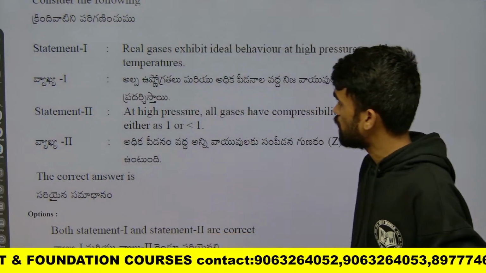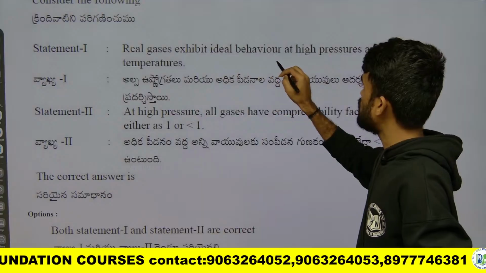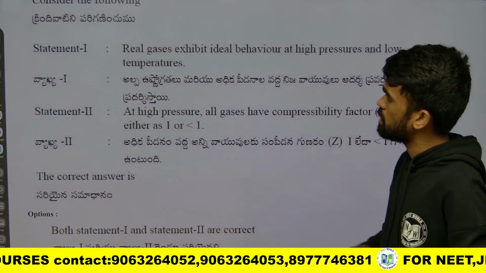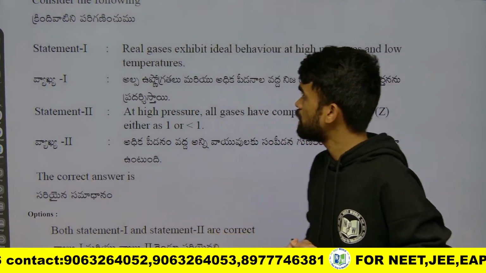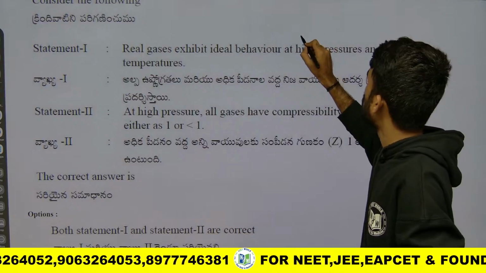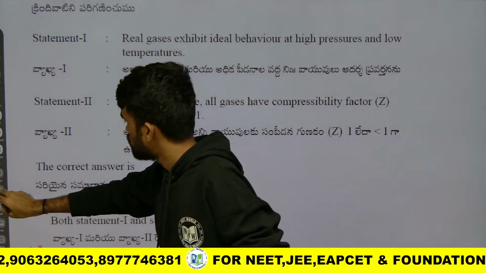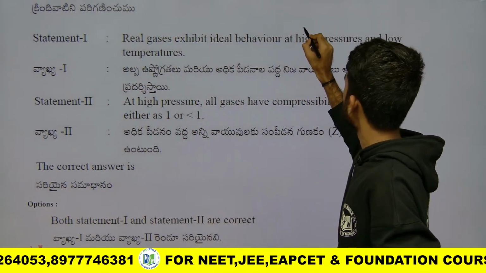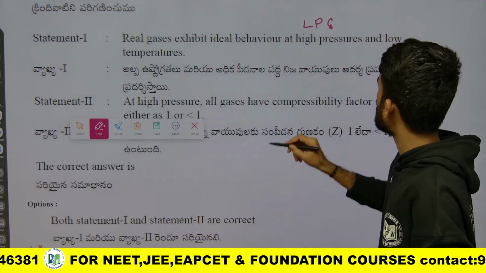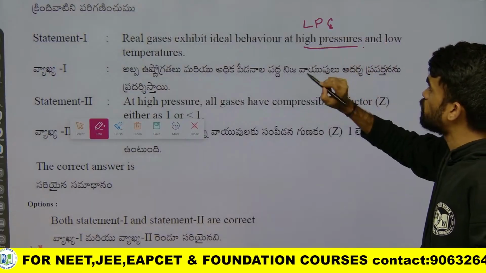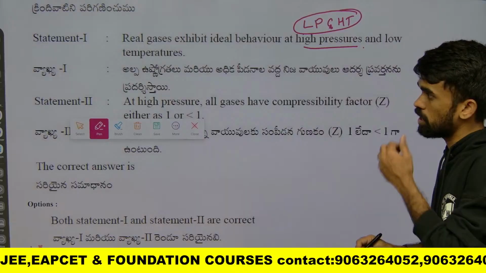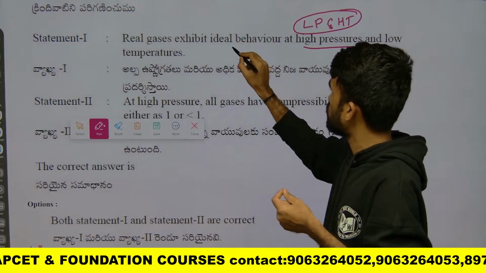Now, real gas exhibits ideal behavior at high pressure and low temperature. Is statement 1 correct or not? No, it is incorrect. Real gas exhibits ideal behavior at low pressures and high temperature. This is the statement they should give here. So statement 1 is incorrect.